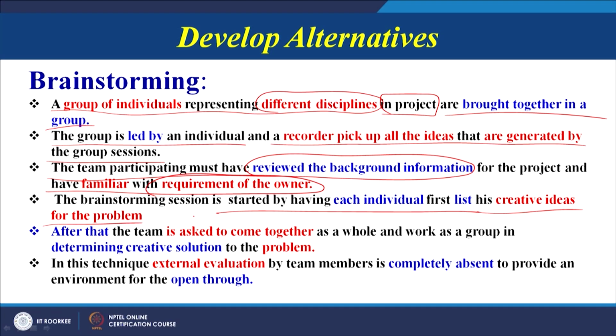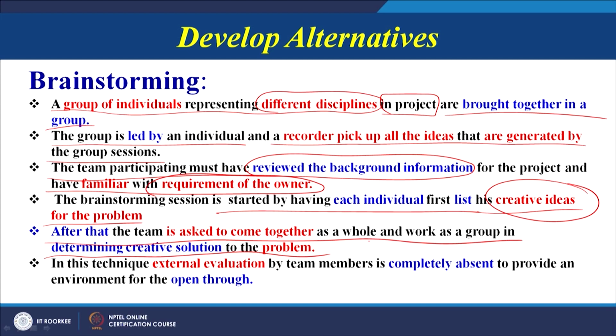So, first, creative ideas for the problem. We start by giving time to each individual so that he or she can come up with an idea, or creative ideas, on how the objectives can be met and how the functions can be achieved, especially in the case of a value engineering project. After that, the team is asked to come together as a whole and work as a group in determining the creative solution to the problem.